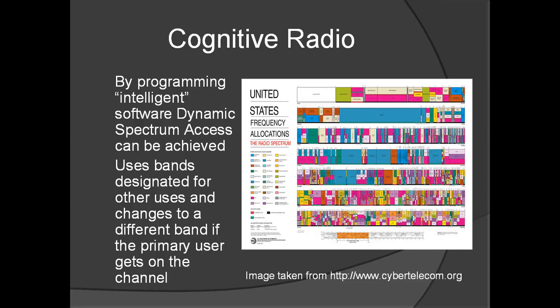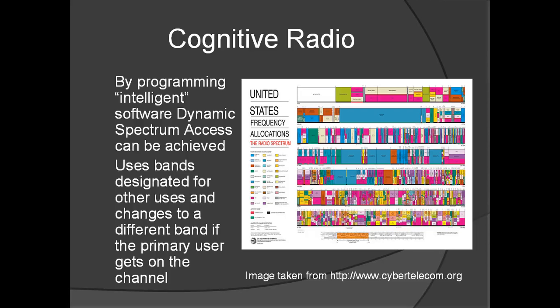Cognitive radio is an extension of software-defined radio in that it gives the nodes intelligent programming. The hope of this is to allow dynamic spectrum access. On the right here is a diagram of the frequency allocations by the FCC of all the different bands in use. As you can see, each one is kind of blocked off to individual users, and many of those users do not use that band all of the time.